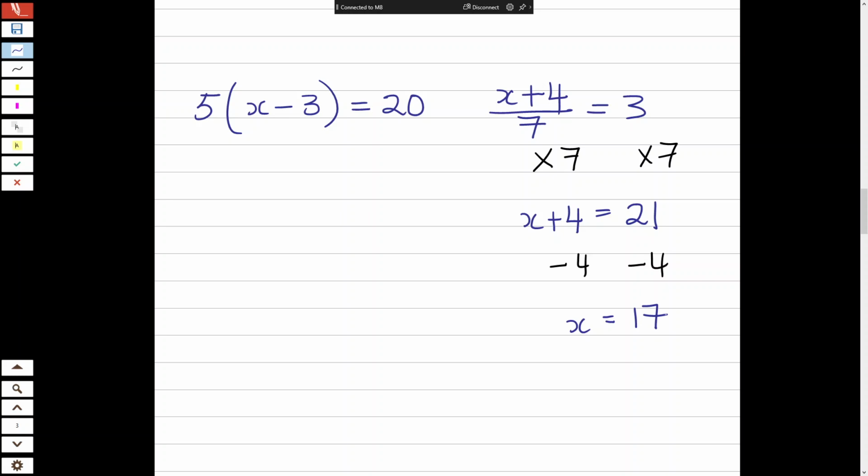So, just as a reminder, year 11s, if I want to quickly check whether I have the correct solution to my equation, take the number 17 and put it back into the equation. 17 plus 4 is 21. 21 divided by 7 is 3. So it satisfies or makes the equation true.